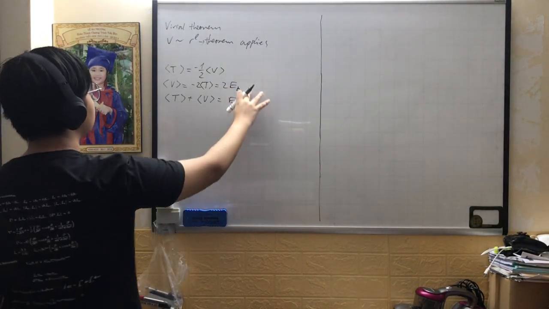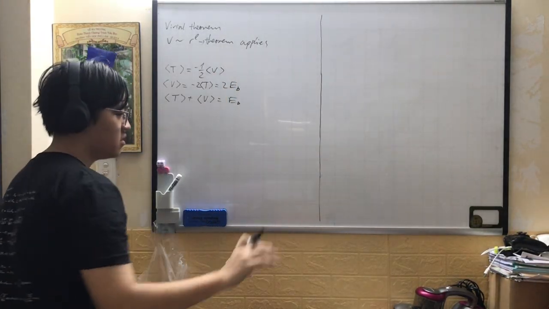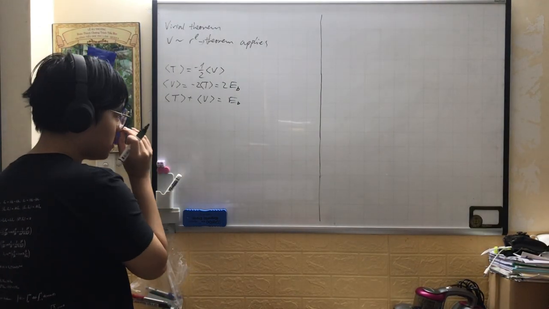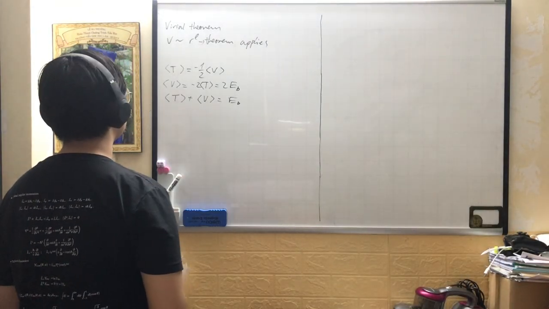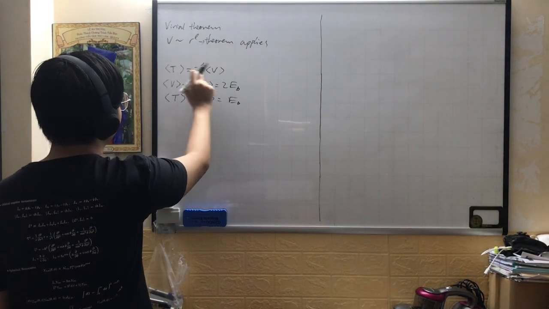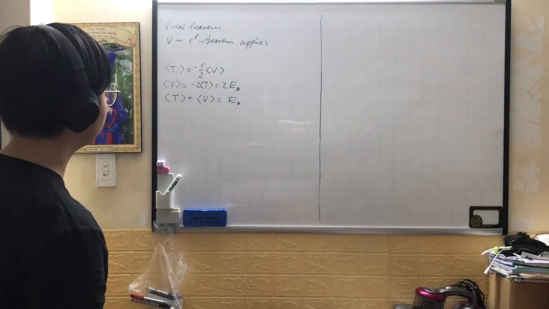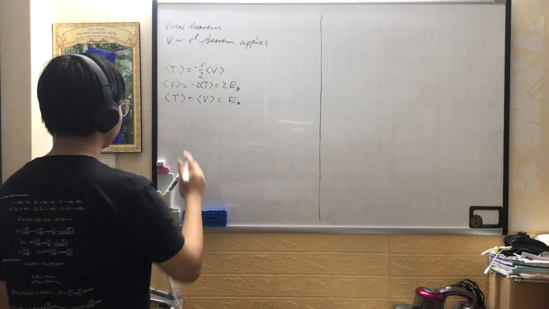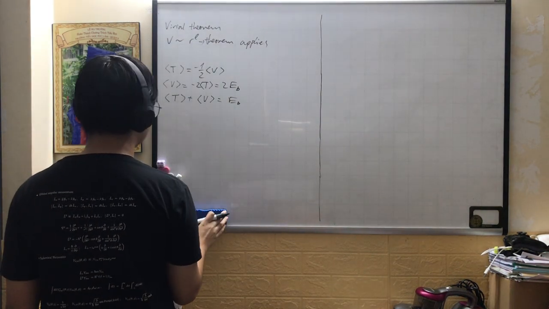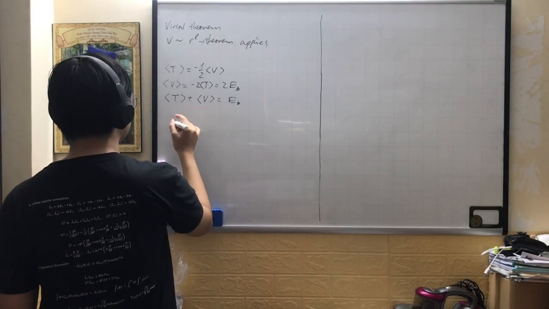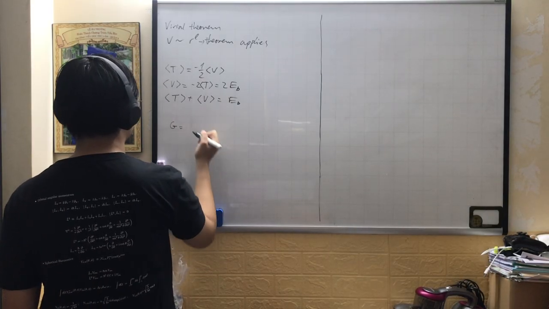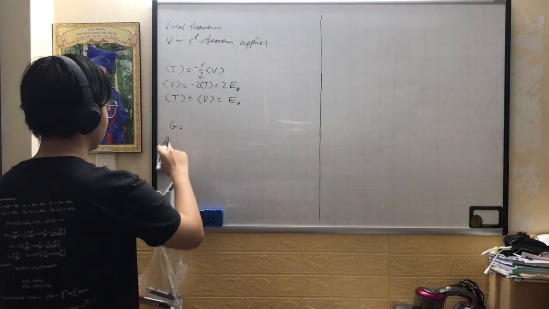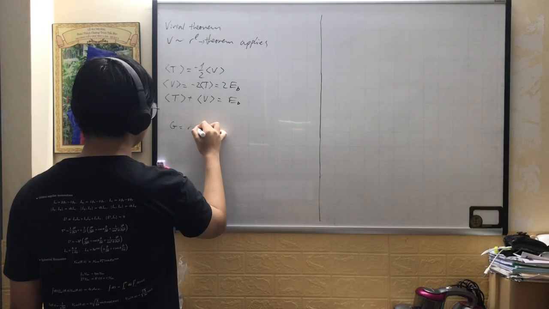The other two are just the first one, but oriented and written in a different way, so they're fundamentally the same. So we're going to try to prove the first one here. To prove it, we are going to consider one thing called the virial quantity. It is denoted as G equal to R dot P.